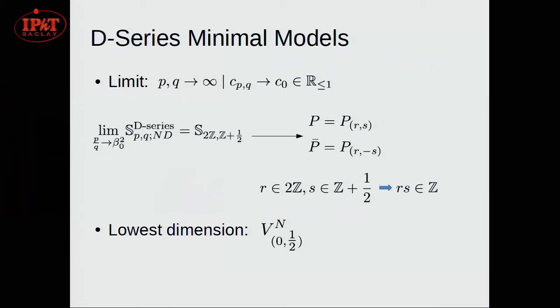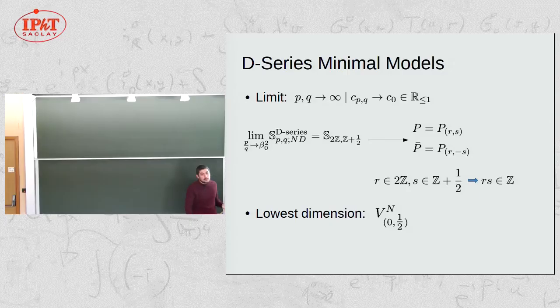We call this limit the spectrum S to Z plus 1/2, which is composed of infinitely many non-diagonal representations where the momenta take the form P_RS and P_R minus S for the right moving part, where R, the first index, is always even, and S, the second index, is always half integer. So in this spectrum also the spins will always be integer because they are given by the product of both indices, and we point out that the lowest dimension of this spectrum corresponds to the field of indices 0 and 1/2.